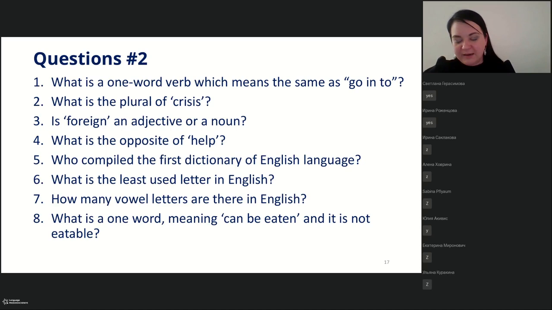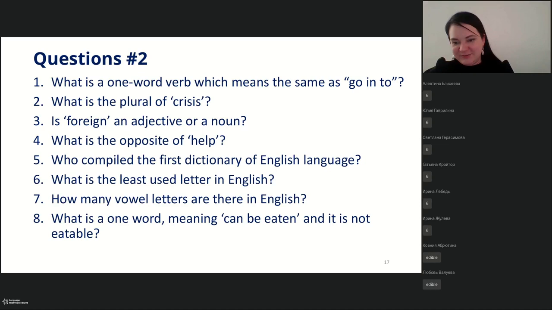Question number seven. How many vowel letters are there in English? Six. Okay. No. And the last one. What is a one word meaning can be eaten and it is not eatable, edible?